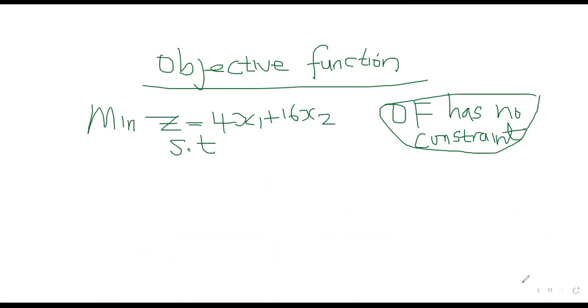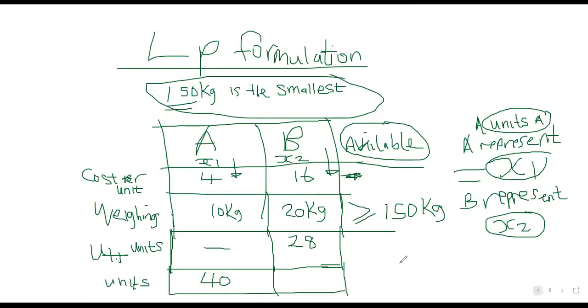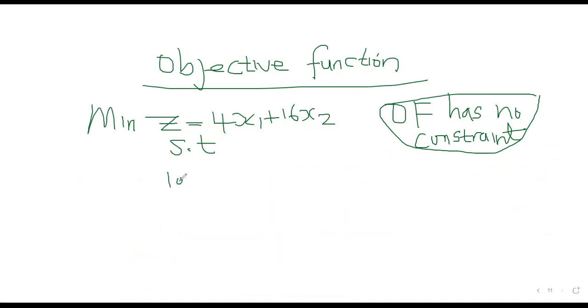Then we come here and say 10 multiplied by x1 is 10x1. So it will be 10x1 plus 20x2 greater or equal to 150. All right. 10x1 plus 20x2 greater or equal to 150.